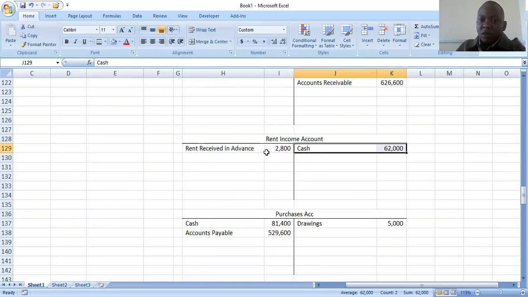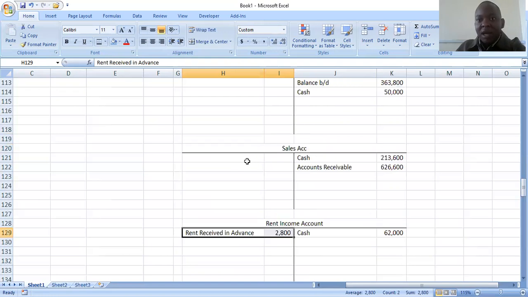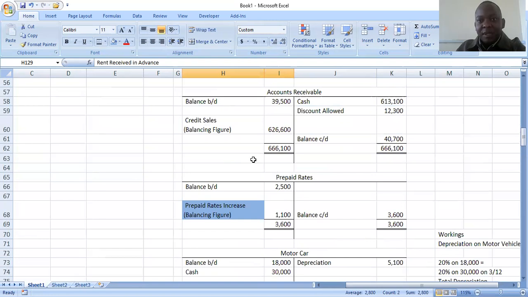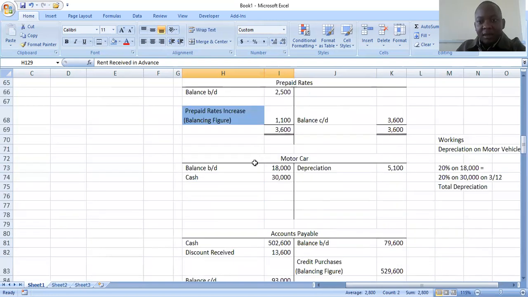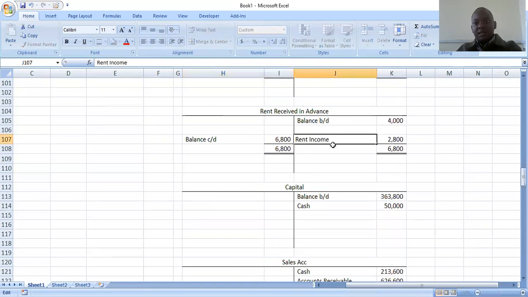So therefore, to correct for this, we deduct this from the rent income account, and to deduct the revenue means we debit that revenue, which has been done there. So we debit the rent income account with the rent received in advance, and then credit the rent received in advance account here, as you can see here. And for your revision purposes, this is a balancing figure.